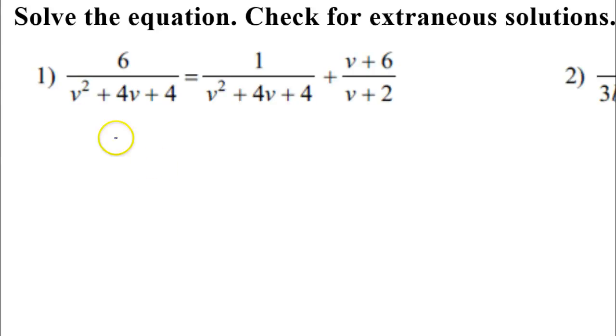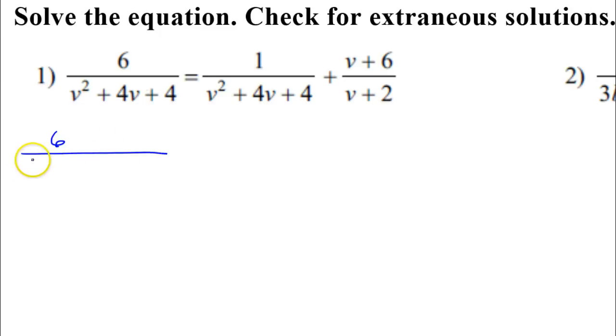Let's solve this rational equation. So I would like to make the denominators all be the same, because when they are, I can cancel those denominators out. Let's start by factoring so we can see exactly what we have and what we do not have.